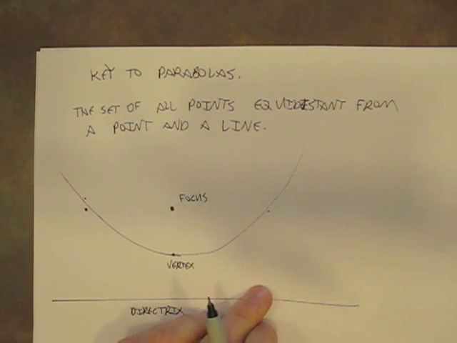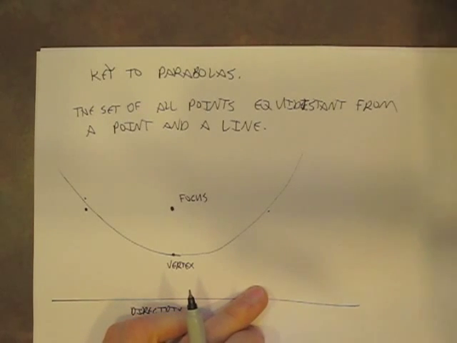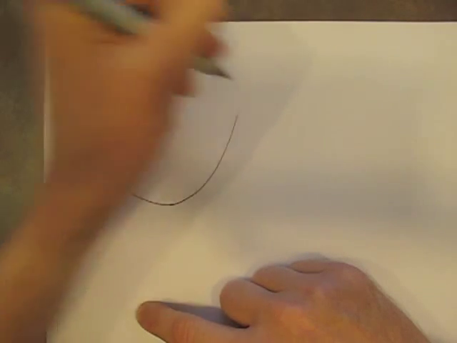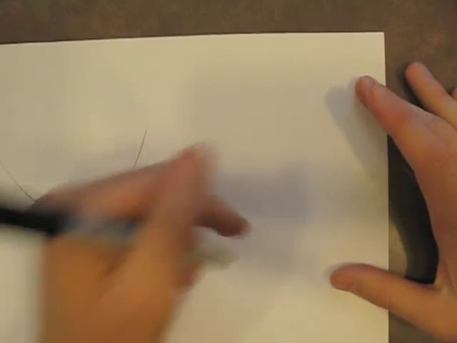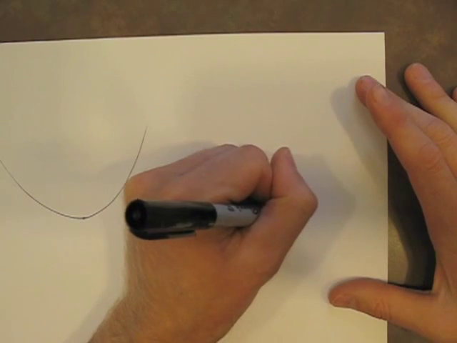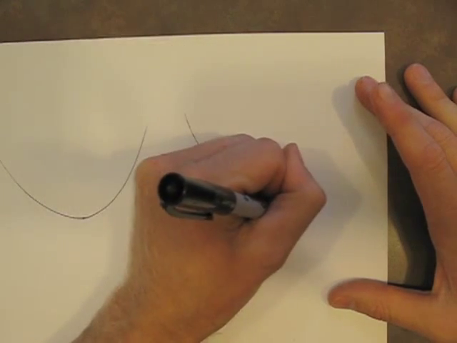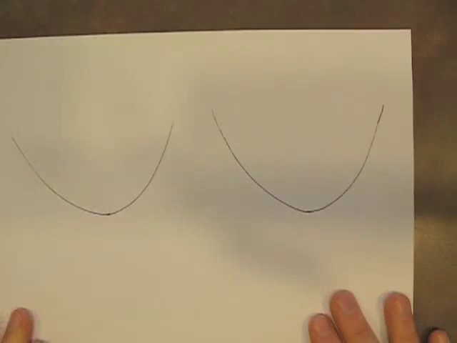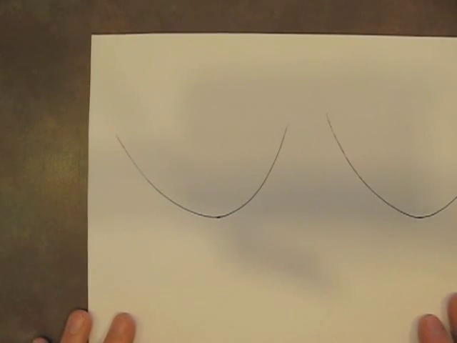So what I'm going to do, when I want to graph parabolas, is start with my graph, and I'm going to just start with my parabola. So I'm going to make a parabola that comes like that, and I'm going to make another parabola that comes something like that. Okay, so now let's focus on this one.